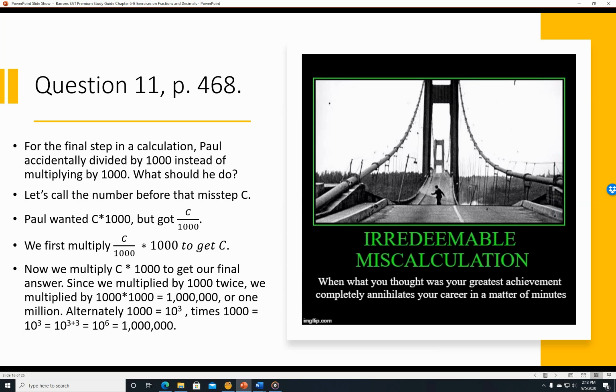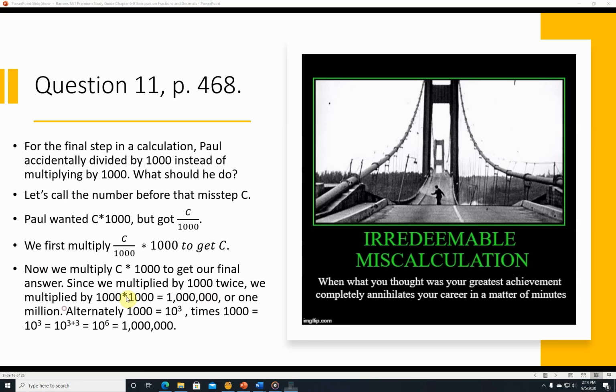So he got to C. Paul wanted C times 1,000, but he divided, so he got C over 1,000. So the first thing we're going to have to do is multiply C over 1,000 times 1,000. So we just take C over 1,000, which you have here, multiply it by 1,000 to get C back. So now we're going to multiply C times 1,000 to get our final answer. Since we multiplied by 1,000 twice, we multiplied by 1,000 times 1,000, which is equal to 1,000,000.